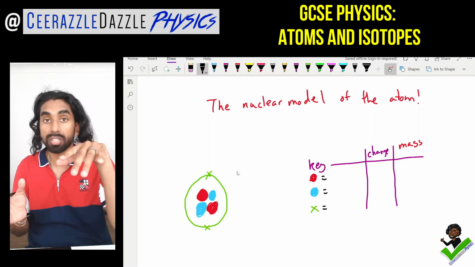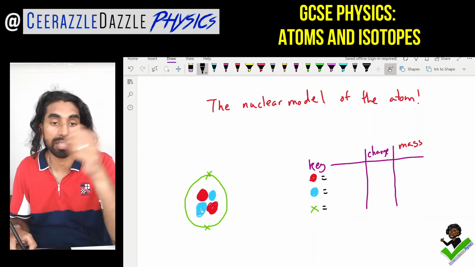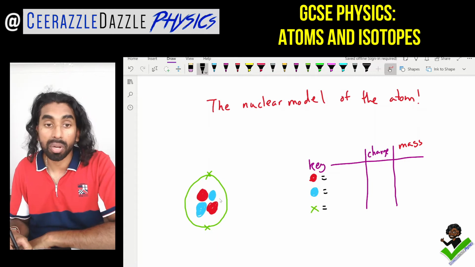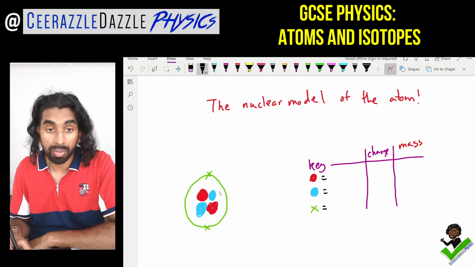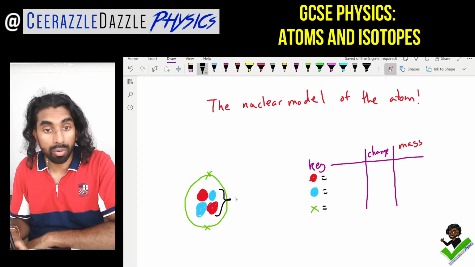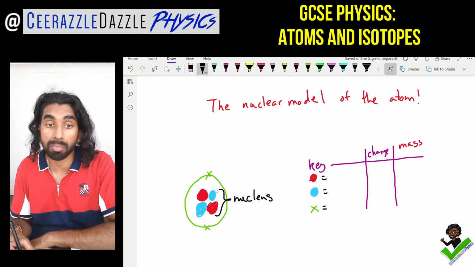Maybe you've seen this in other subjects such as chemistry. It's the same thing in physics. So here we have the central part of the atom. It consists of two different particles, and they are both located in the nucleus. So this is the nucleus of the atom. If somebody asks you what is the nucleus of the atom, it's this part over here.